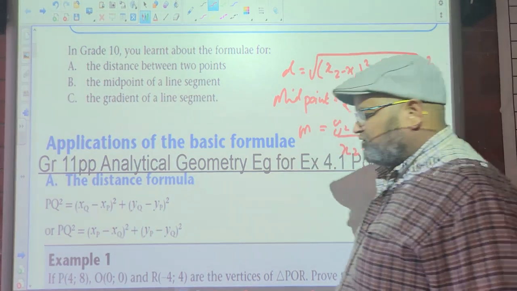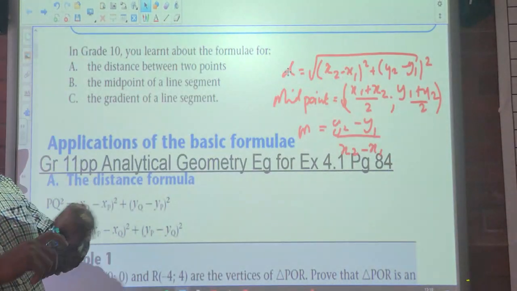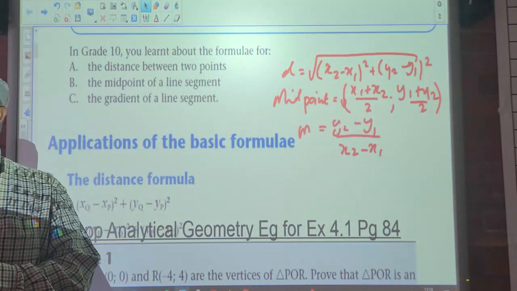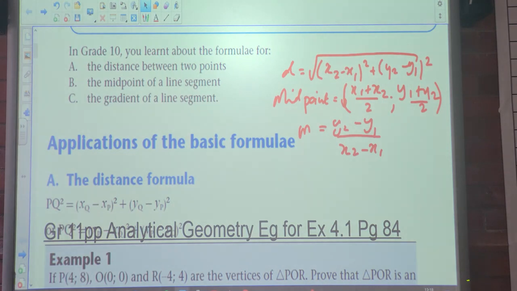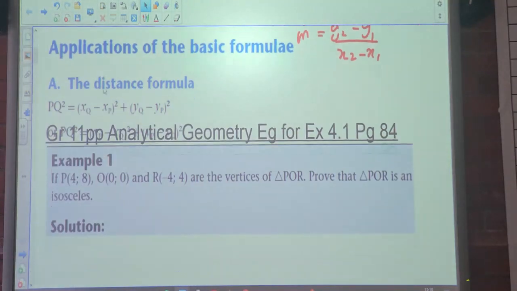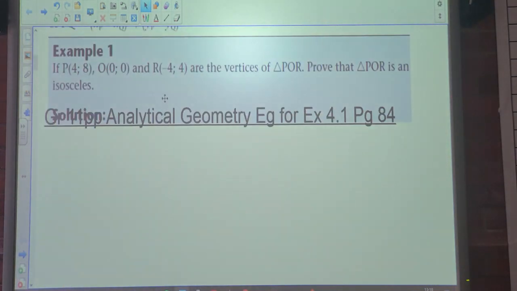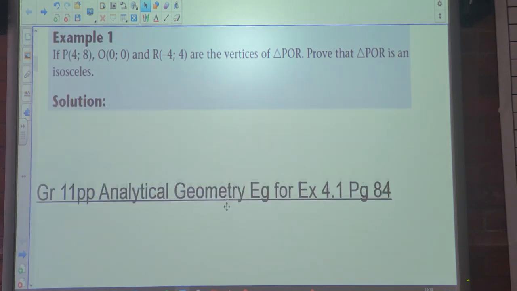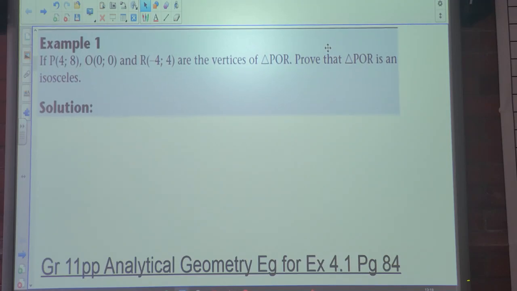Those are the formulas we were exposed to. What else do we know? We know if lines are parallel, gradients are equal. If lines are perpendicular, the product of the two gradients is -1. And the third one is, if points are collinear, gradients are equal. Collinear means it lies on the same line. Because it's the same line, the gradient is the same, so therefore it has to be equal.